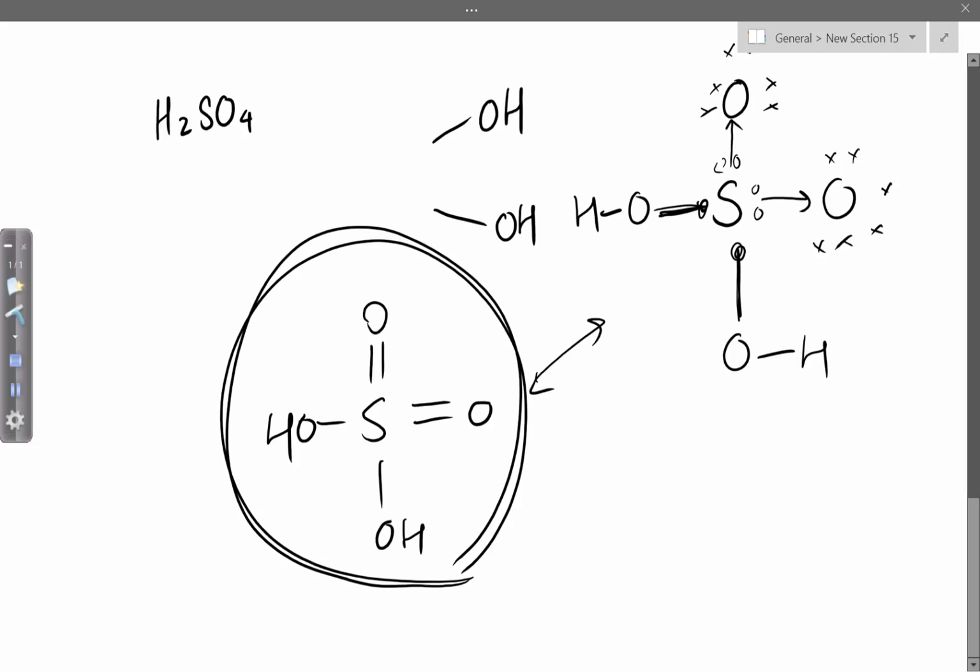For this case, how many electrons are around sulfur? 1, 2, 3, 4, 5, 6, 7, 8, 9, 10, 11, 12, right? So this is the more preferred structure, the expanded one. So this is the structure for H2SO4.